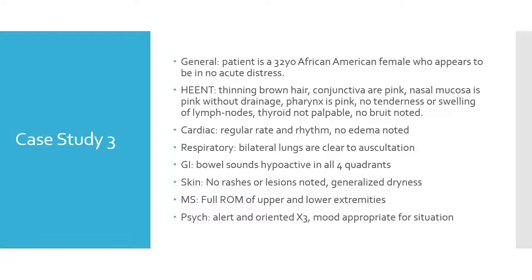Alright, so we have a 32-year-old African American female who appears to be in no acute distress. She does have thinning hair. Her conjunctiva are pink. Her nasal mucosa is pink without drainage. Her pharynx is pink. No tenderness or swelling of the lymph nodes. Thyroid is not palpable, and no bruit is noted. She has a regular rate and rhythm with no edema.